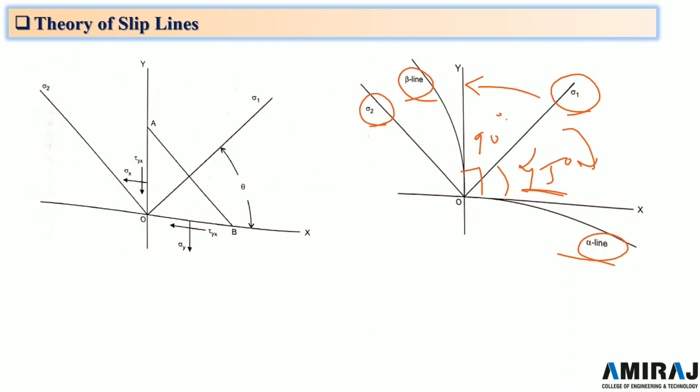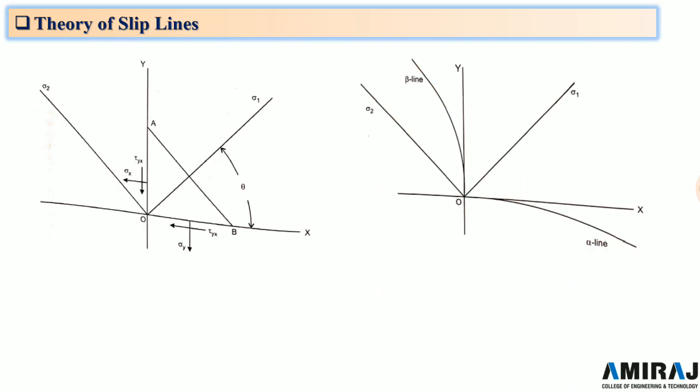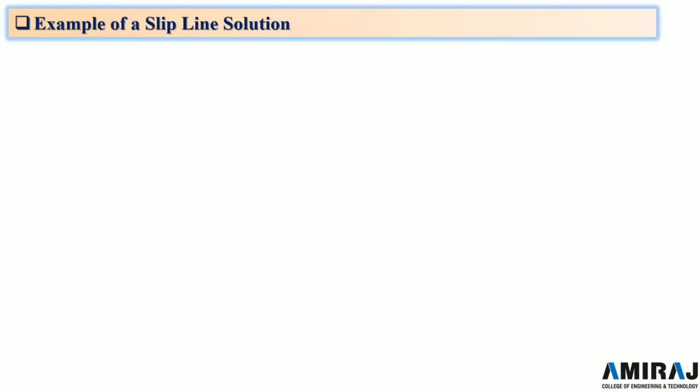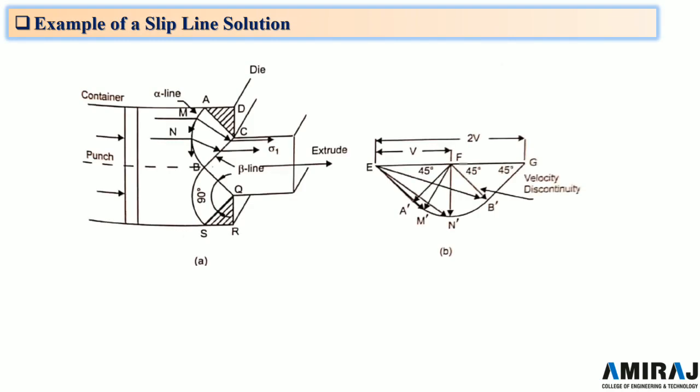So this is about the theory of slip line. Now let us take an example of a slip line solution. In order to illustrate the application of slip line in metal forming problems, we take the case of extrusion with 50% reduction, here in the figure, with frictionless container walls and die.